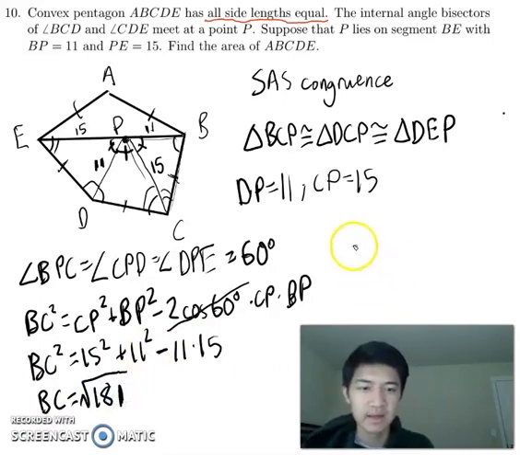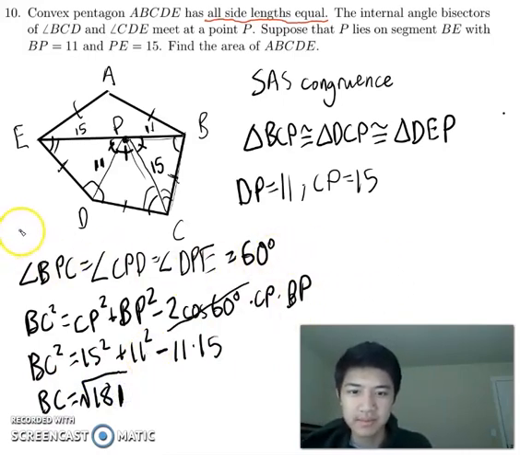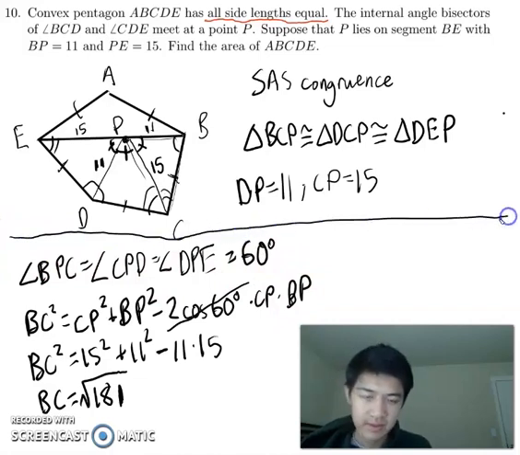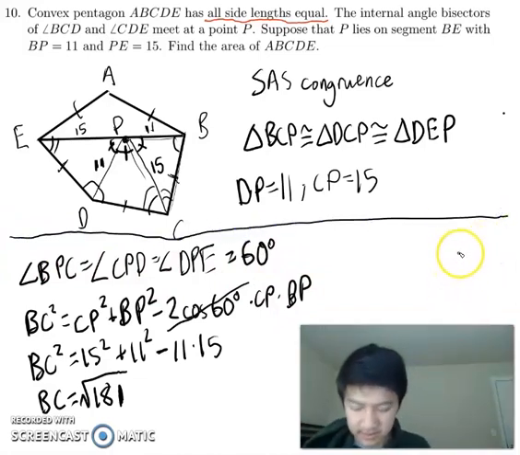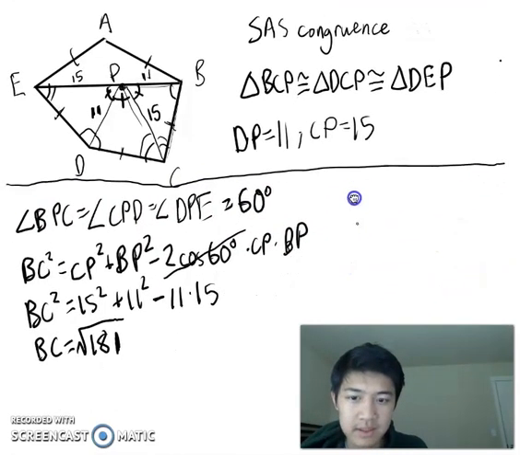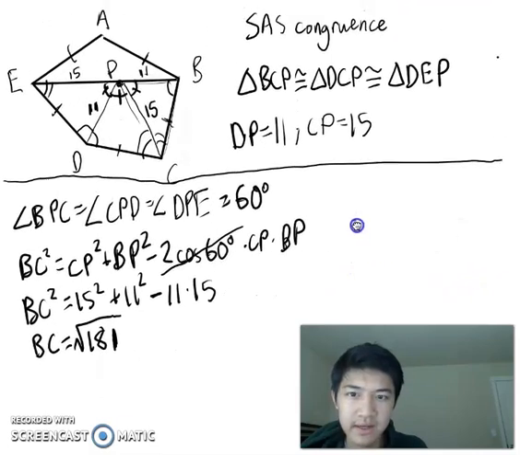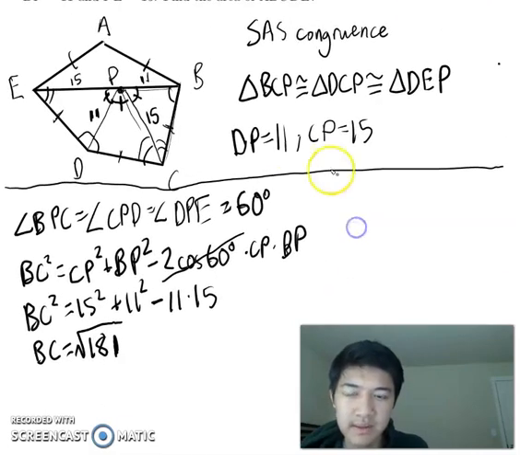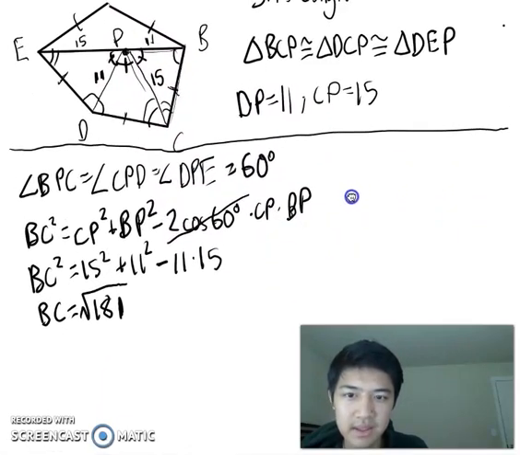Okay, and what else can we do? So let's make a split right here. Once we've done this, we can also try to find the area of this triangle BCP. If we want to find the area of the triangle BCP, all we need to do is just use the sine angle formula.